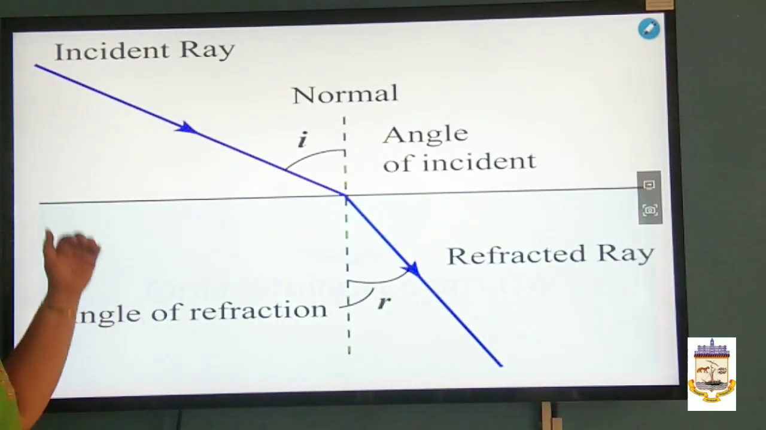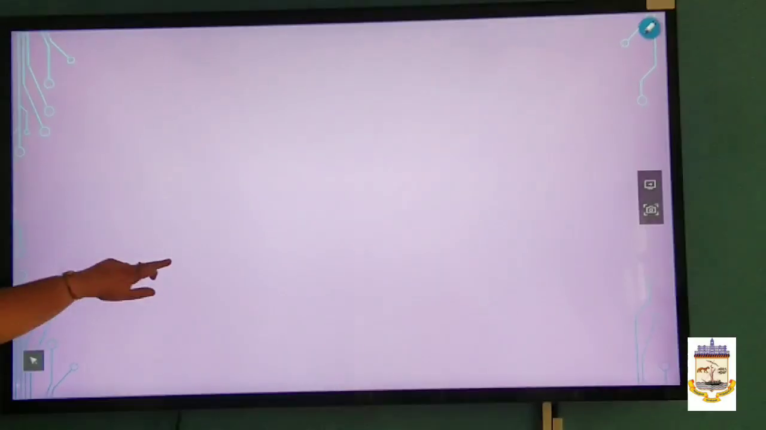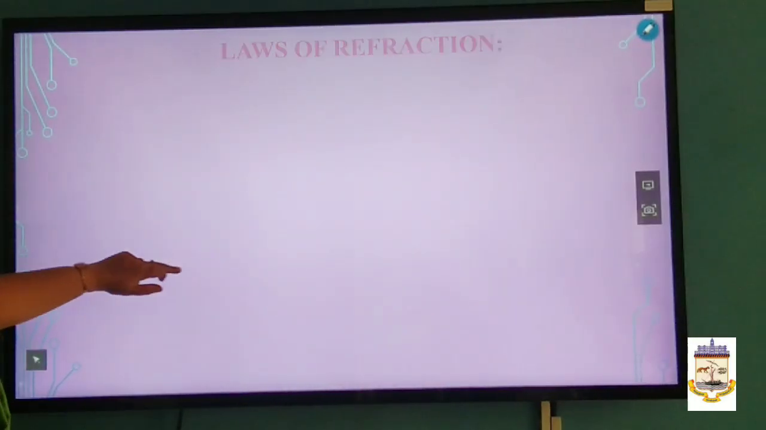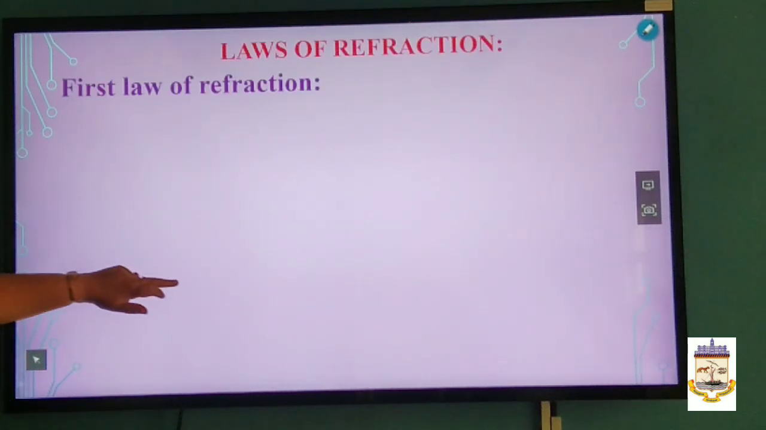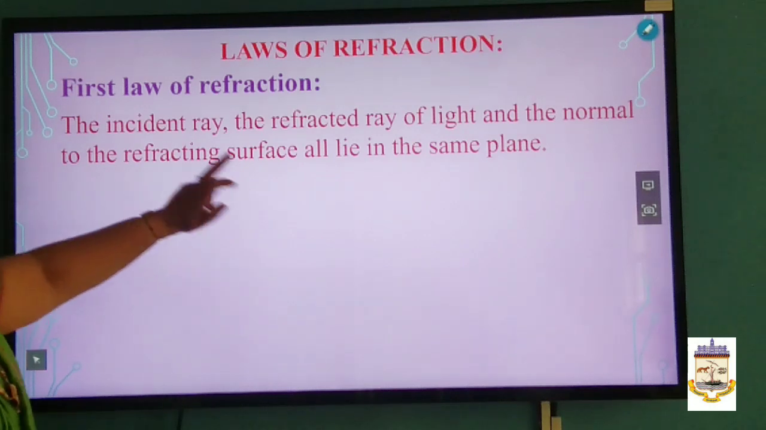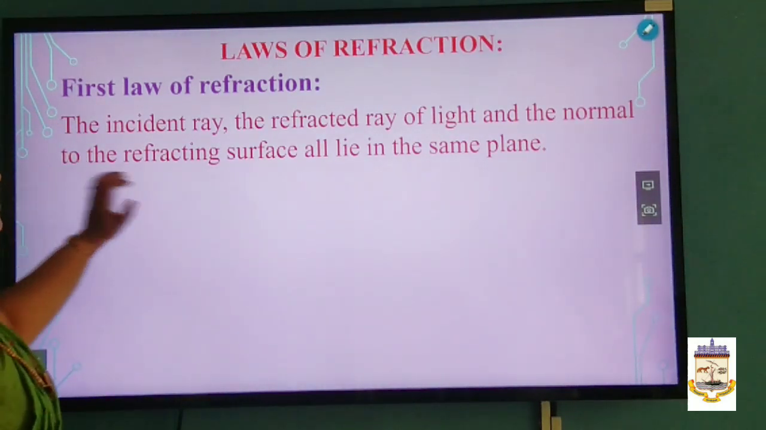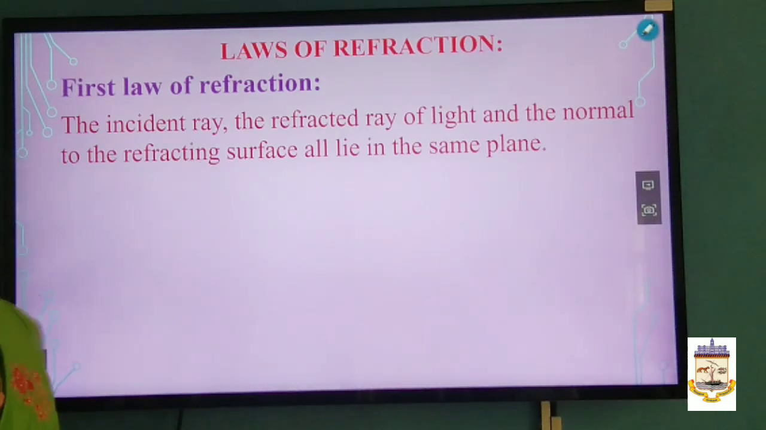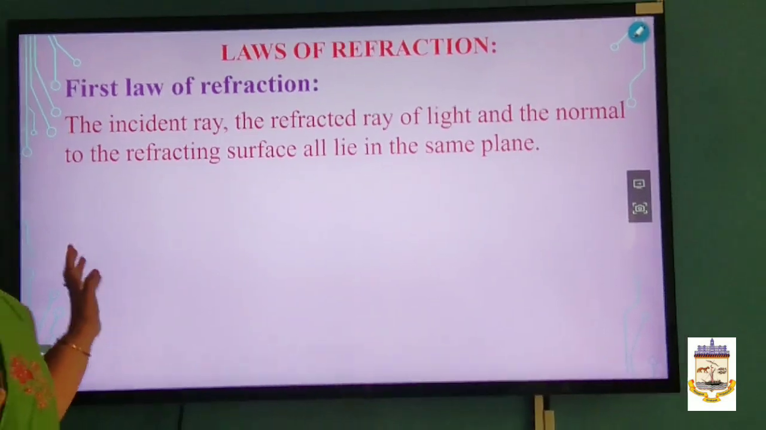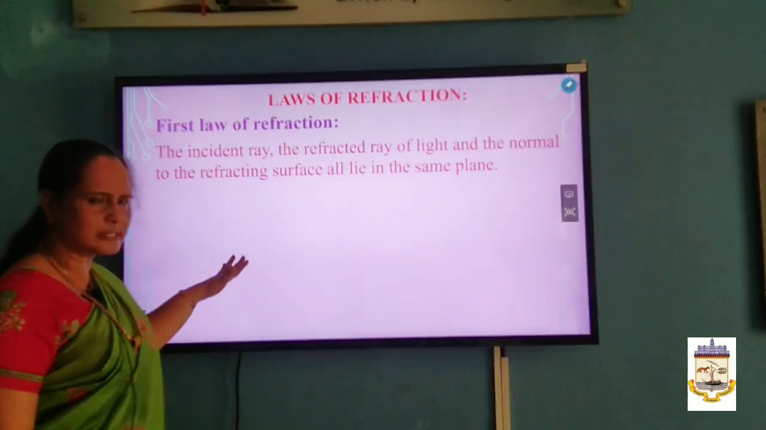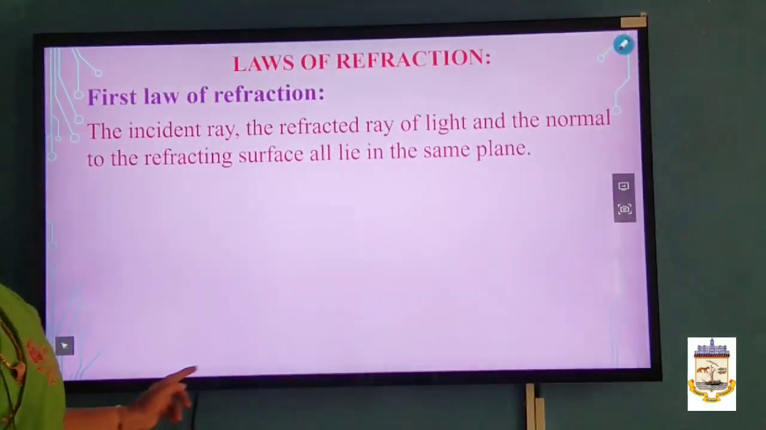Okay, children, let's explain the laws of refraction. The first law is: the incident ray, the refracted ray of light and the normal to the refracting surface all lie in the same plane. Everything lies in the same plane. Just now we have seen, isn't it? Incident ray, normal, refracted ray, everything lies in the same plane.